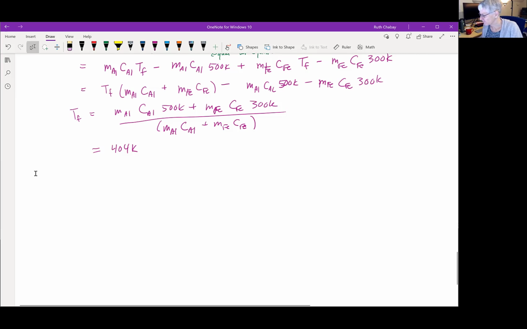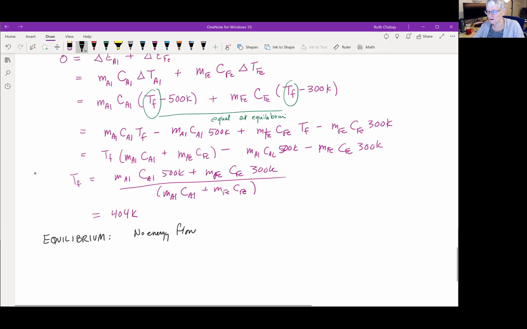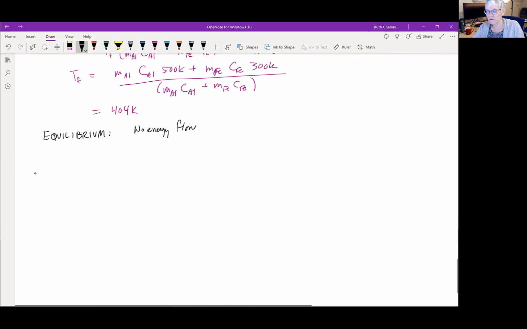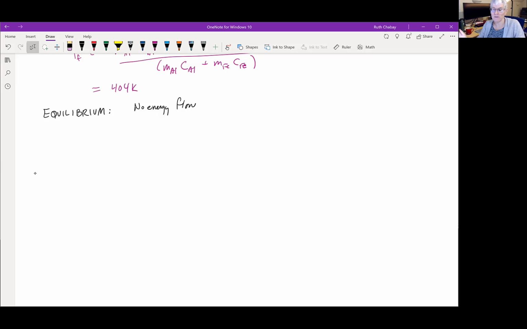Okay. So we've talked here about equilibrium. And that's the state we got to where there was no energy flow. For a while, energy flowed between, which one was warmer? From the aluminum block to the iron block. And then after a while, they got to the same temperature and energy flow stopped, and that's equilibrium.